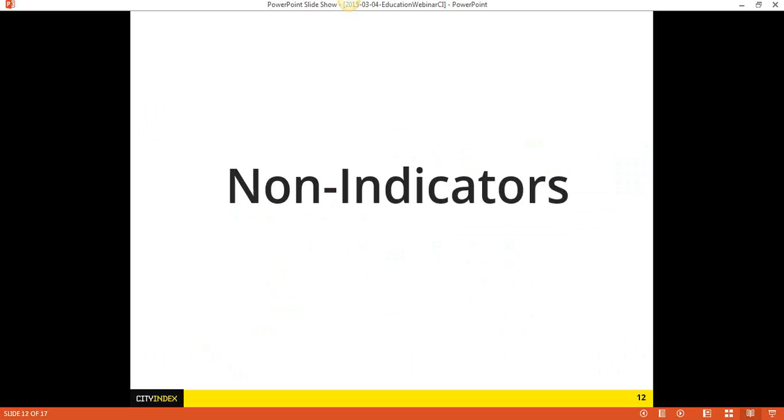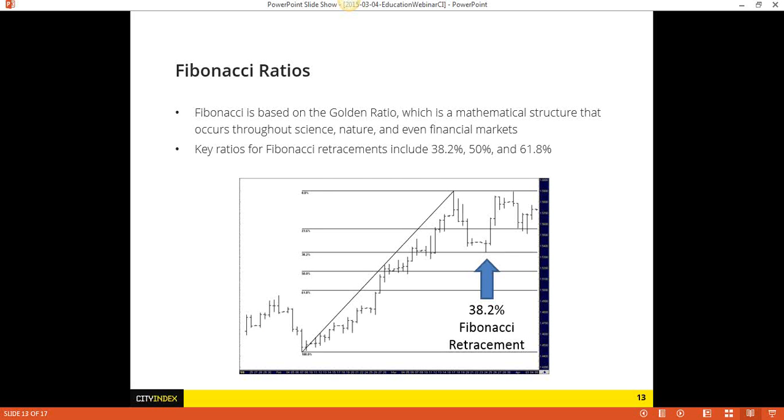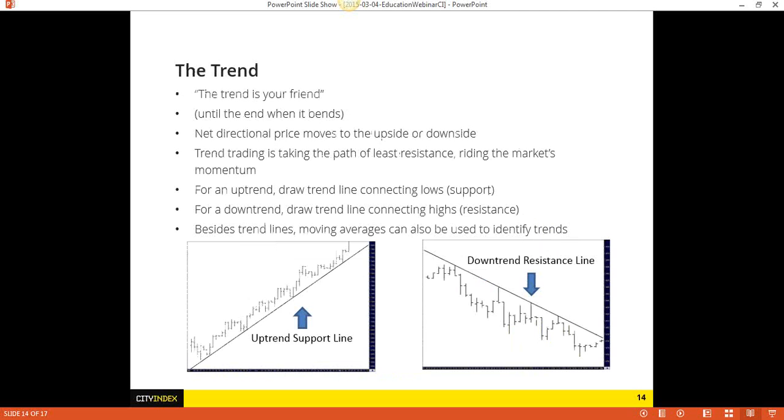Okay, now the non-indicators. I only use a handful of indicators, but the non-indicators I use will include Fibonacci ratios, and this is only a non-indicator because it's not what's classically defined as a mathematically derived mechanical indicator. So I'm going to be using Fibonacci ratios. It's not an indicator, but it's another thing that I use, okay?